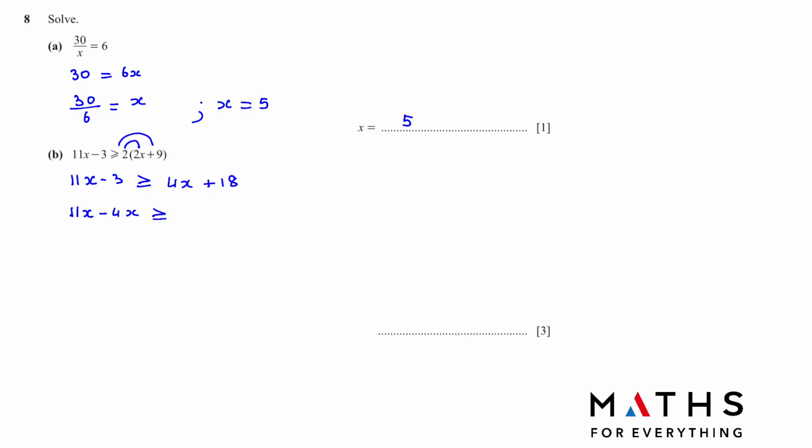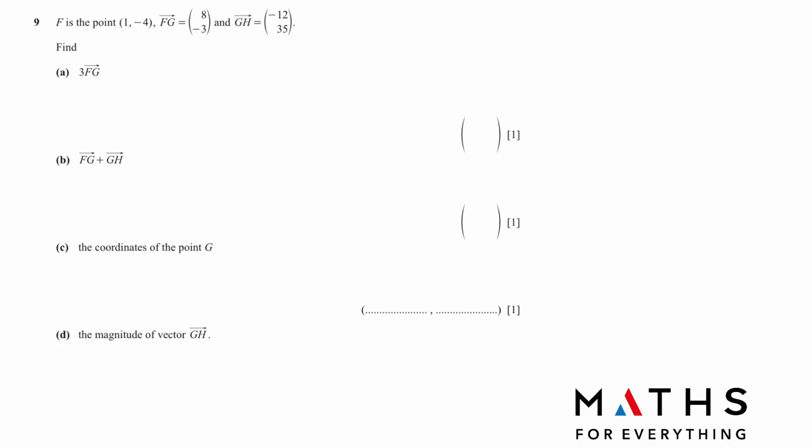When you shift, the signs will change. The negative 3 shift here, it will become positive 3. 11 minus 4 is going to be 7x. 18 plus 3 is 21. Divide 21 by 7 and you will get the answer x is more than or equal to 3.